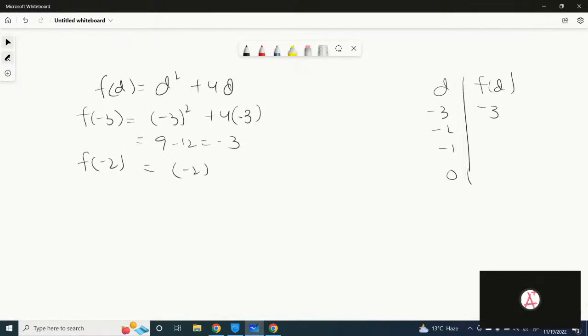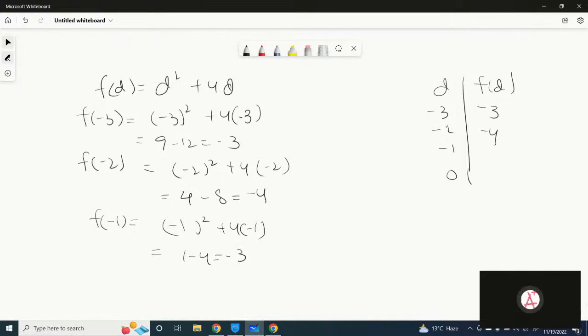Now replace it with negative 2. It would be negative 2 square plus 4 times negative 2. 2 square is 4, and 4 times negative 2 is negative 8. 4 minus 8 is negative 4. That means when d is negative 2, f of d is negative 4. Now just put negative 1. Negative 1 square is 1, and 4 times negative 1 is negative 4. It would be negative 3.